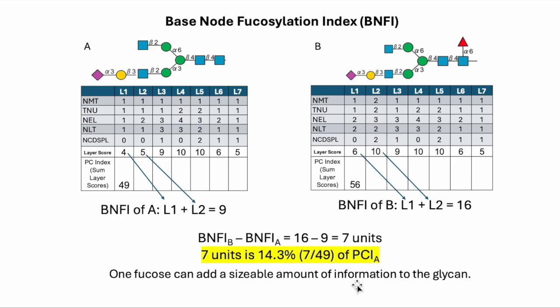And this is important because the effect of one fucose at the base of this structure has an effect that is not linearly proportional to the mass of the entire structure. Thus, we need a metric to measure its effect in a way that's not 1-to-1. We hypothesize that this index may be useful in determining the effects of a base node fucosylation in the future, and we look forward to testing that hypothesis.